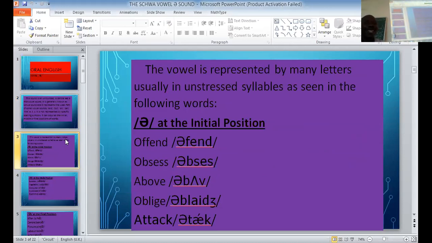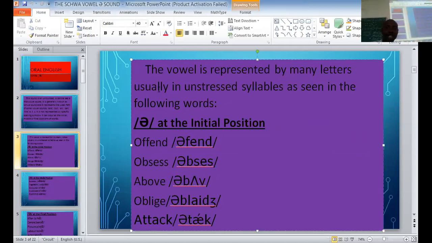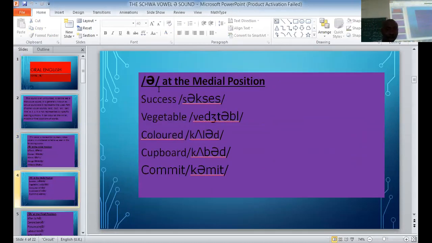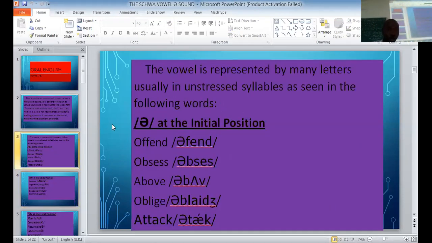Please, let's write this down. Just the symbol at the initial position, the words, and their transcriptions. All right, I'll do that. Hold on, now let me change the pattern. The initial position, that's initial.